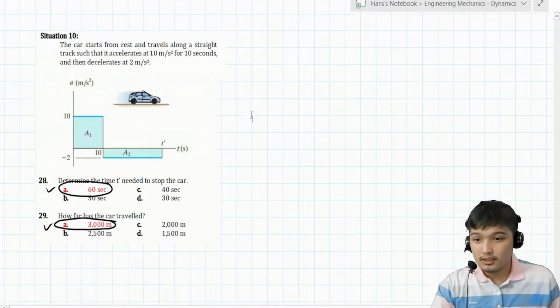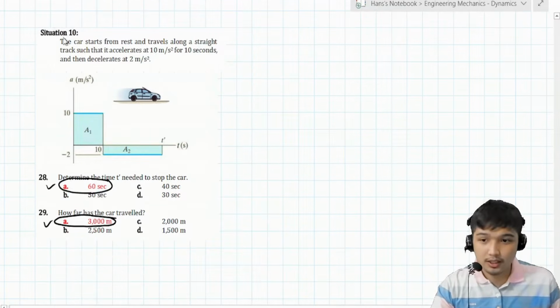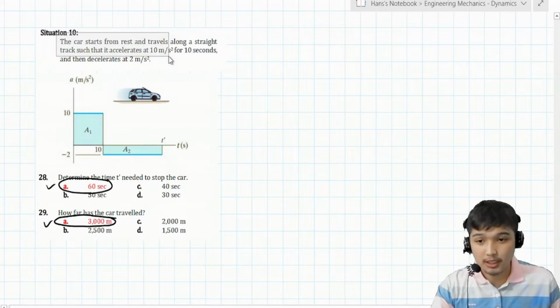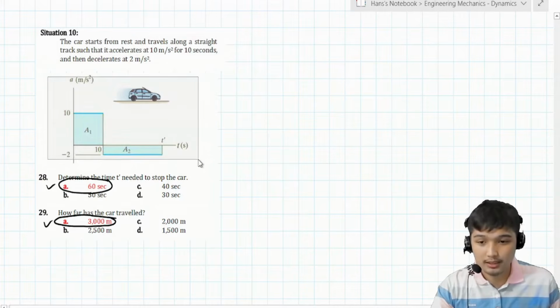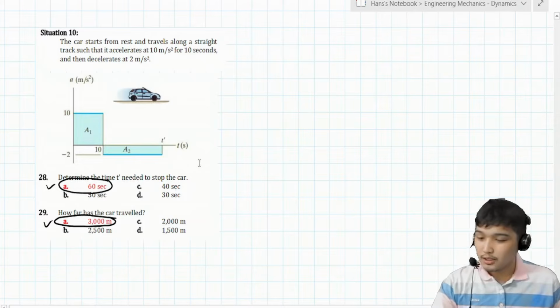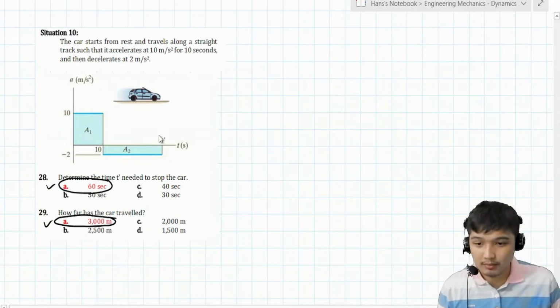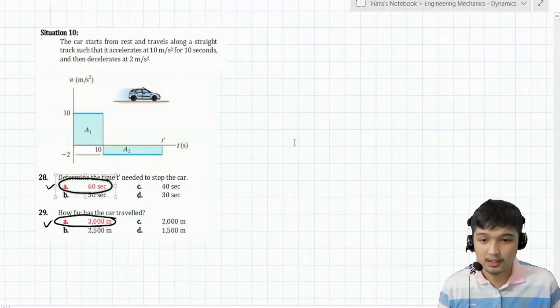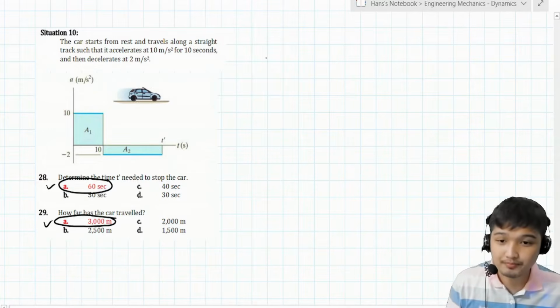Okay. So, apply natin dito guys, no? So, the car starts from rest and travels along a straight track such that it accelerates at 10 meters per second squared for 10 seconds and then decelerates at 2 meters per second squared, which is represented na nitong acceleration-time diagram na to. Okay? So, let's assume na nasagot na natin itong time t na tumigil siya. So, which is 60 seconds, no? Para madali lang yung solution natin.